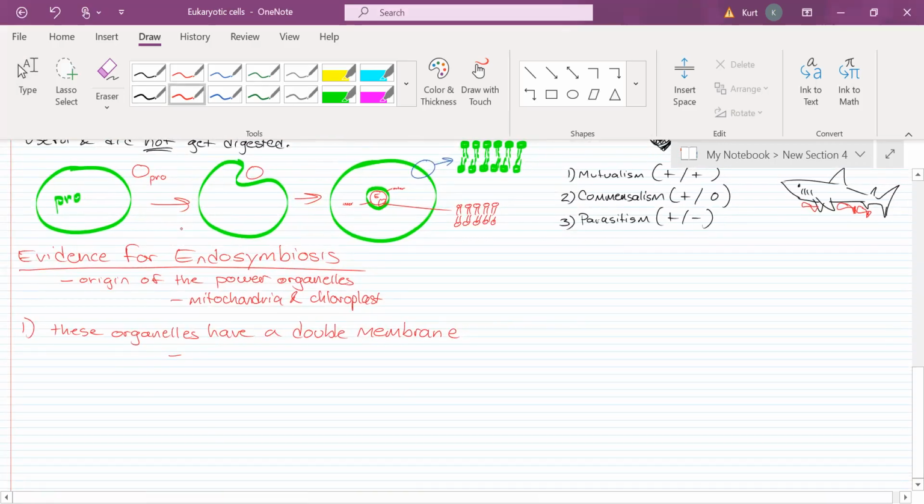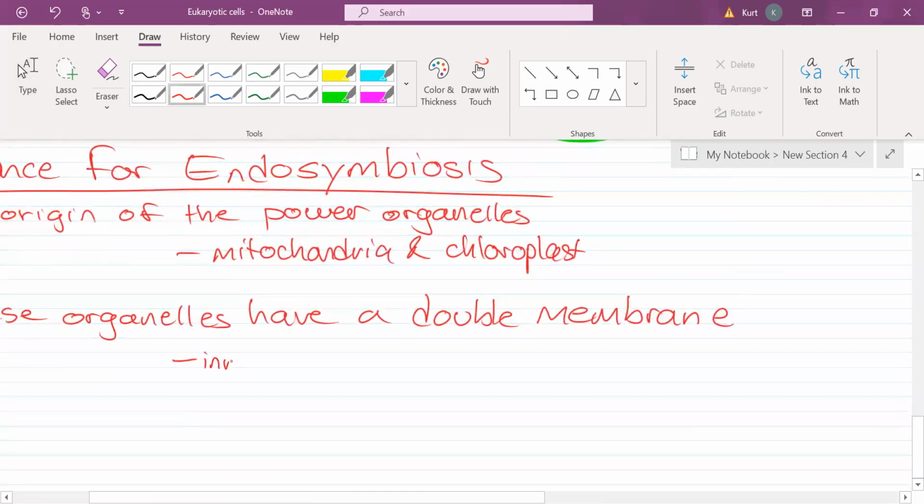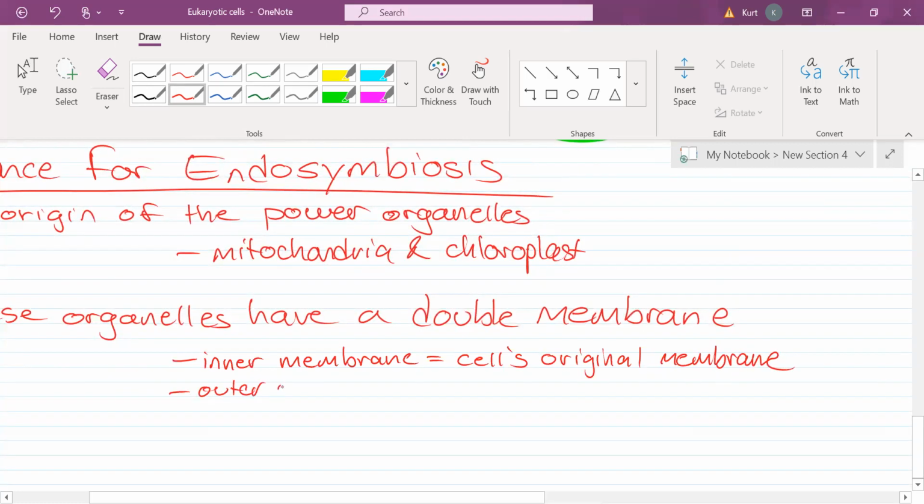So to recap on that, the inner membrane is the cell's original membrane, and the outer membrane is the larger cell's vesicle formed from its plasma membrane.